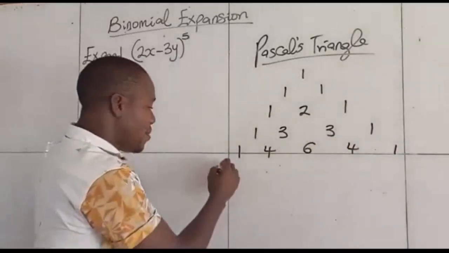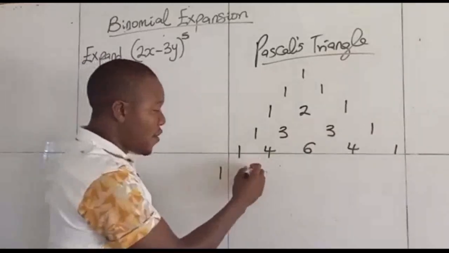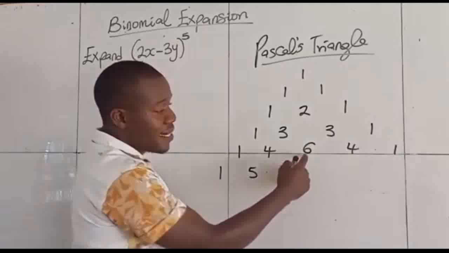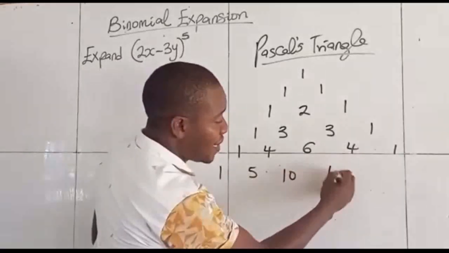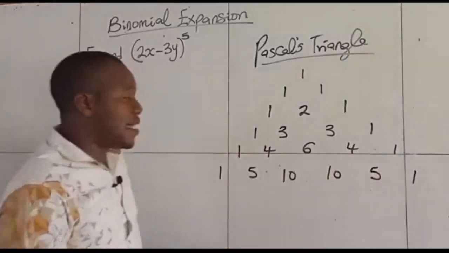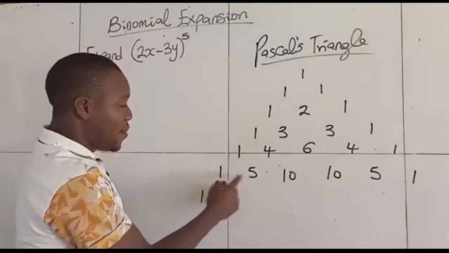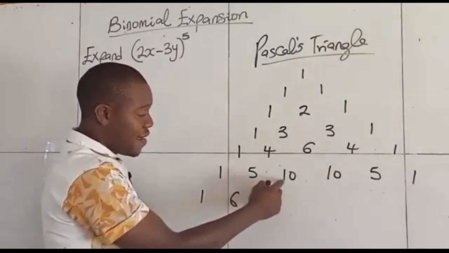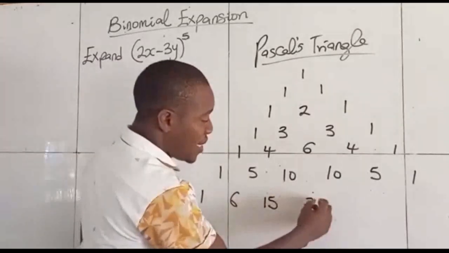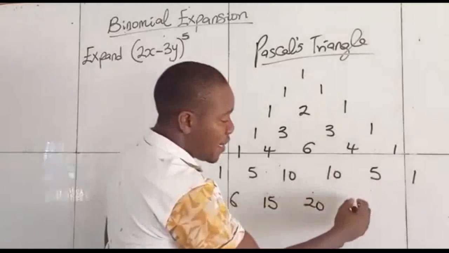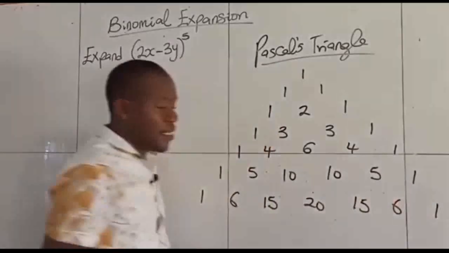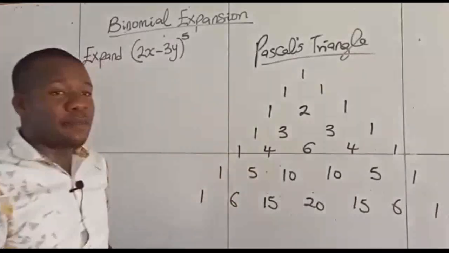Then the next level, 1. 1 plus 4, 5. 4 plus 6, 10. 6 plus 4, 10. 4 plus 1, 5. Ends with 1. And then the next level, 1. 1 plus 5, 6. 5 plus 10, 15. 10 plus 10, 20. 10 plus 5, 15. 5 plus 1, 6. And ends with 1. You can see how we build the Pascal's triangle.